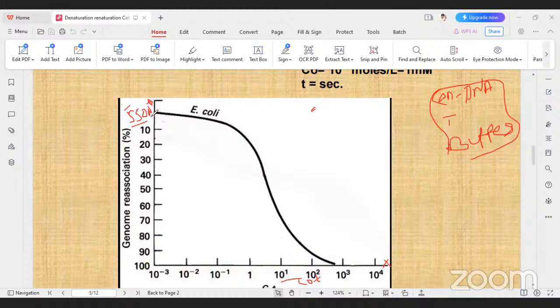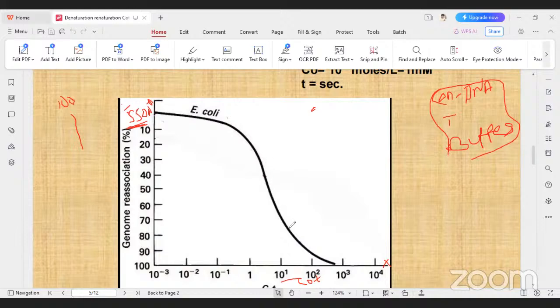When we take the single stranded DNA percentage, this is mainly observed in Escherichia coli, E. coli. What happened in E. coli? When the single stranded DNA content is high, the reassociation process dramatically increases like this. For example, here 100 percent single stranded DNA is present. But what happens during reassociation? Automatically the single stranded DNA becomes double stranded. That means the single stranded DNA percentage gradually decreases. That's why this graph shows like this.